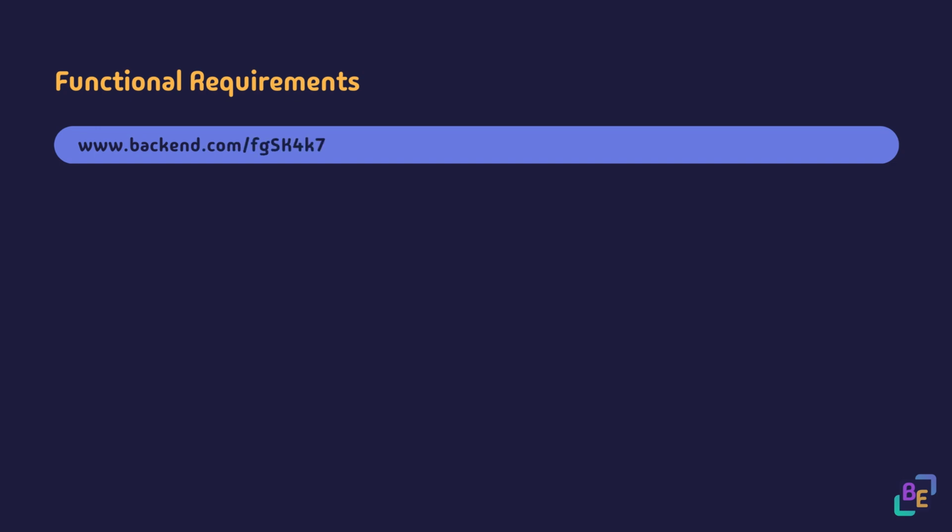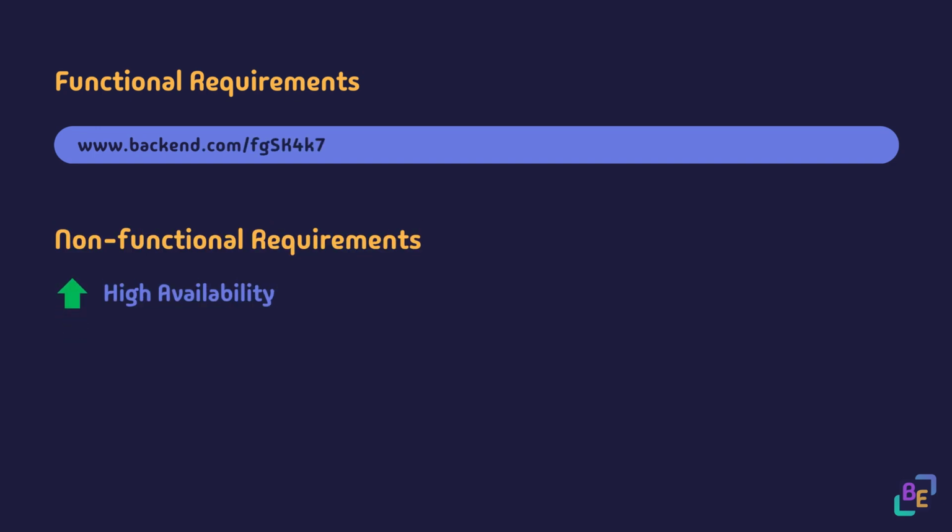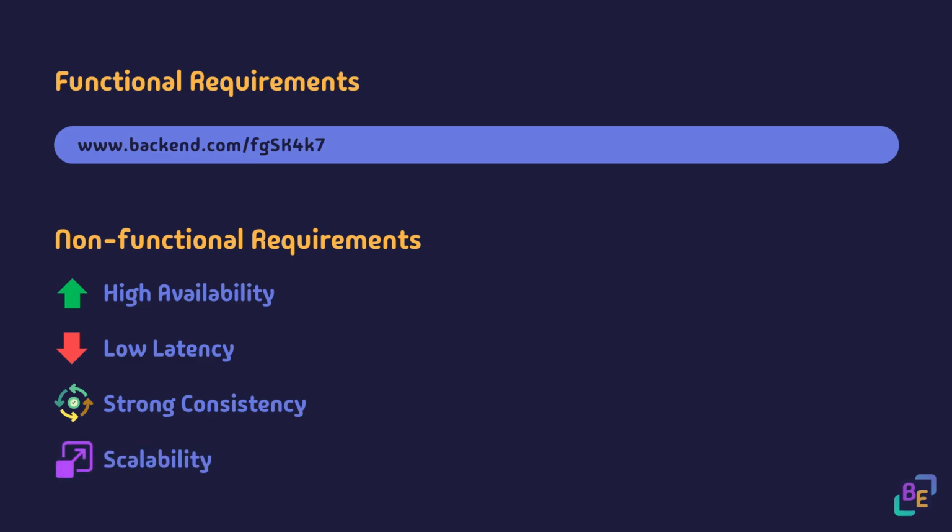The non-functional requirements for this service are high availability, meaning the service should always be available when a user is trying to convert a long URL to a short URL. Low latency means the conversion has to happen very fast. Strong consistency means two long URLs cannot have the same short URL. Scalability, able to handle a large volume of URLs.